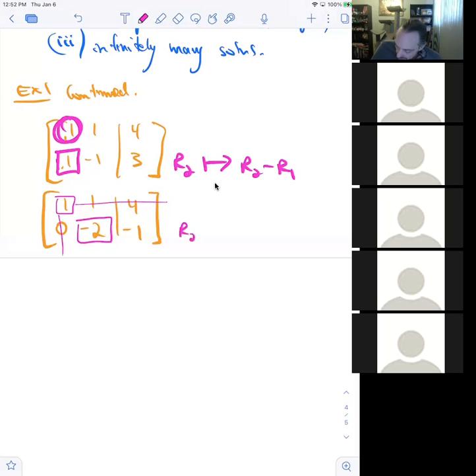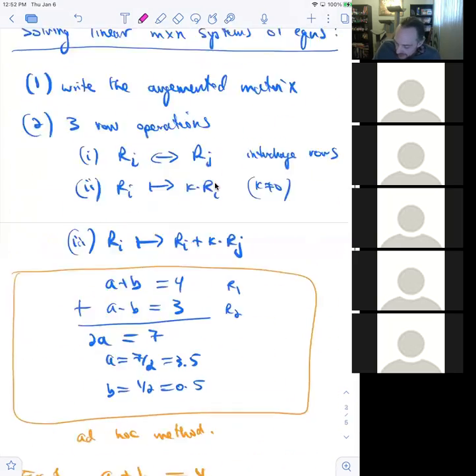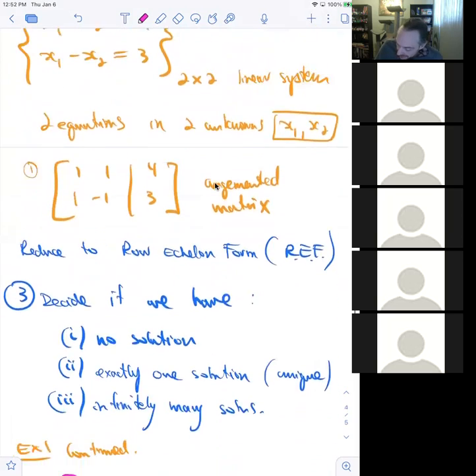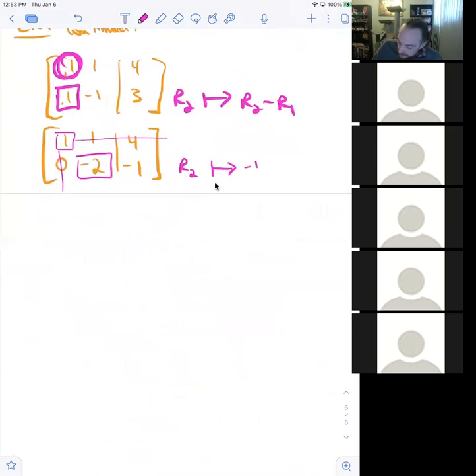This says row 2 goes to, the type 2 of my row operations. These are the 3 row operations. And I'm going to multiply by -1/2. What does that give me? That gives me a nice row echelon form, which says 1, 1, 4, 0, 1, 1/2.